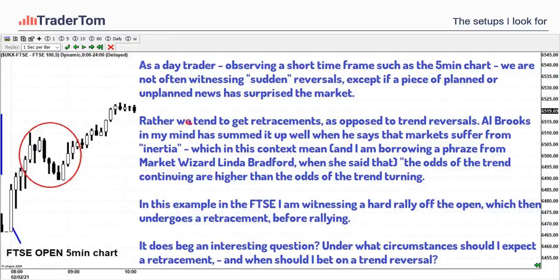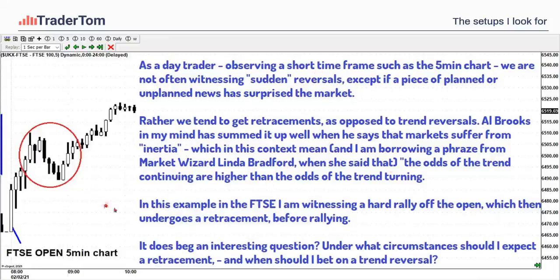So as a day trader observing a short time frame, such as the 5-minute chart, we are often not witnessing sudden reversals, except if a piece of planned or unplanned news has surprised the market. Rather, we tend to get retracements as opposed to trend reversals. Al Brooks, in my mind, has summed it up so well when he says that markets suffer from inertia, which in this context means, and I'm borrowing a phrase here from market wizard Linda Bradford-Raschke, when she said the odds of the trend continuing are higher than the odds of the trend turning.